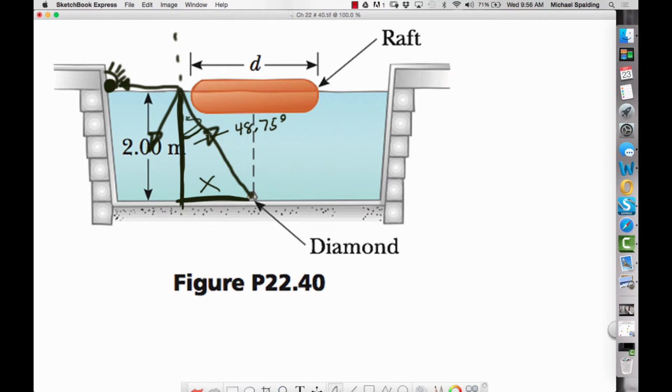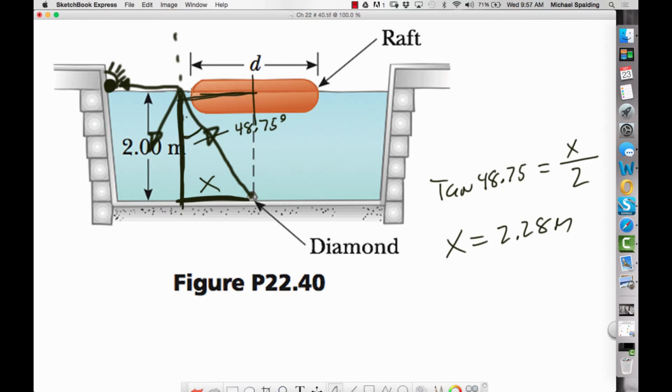So focusing on this triangle right here, we're going to say tangent 48.75 equals opposite, which is x, over adjacent, which is 2. So x comes out as 2.28 meters, but that's going to be half the raft, correct? That's half the raft. So what's the diameter of the raft going to be? You got to double that. You double it, and you get 4.56.